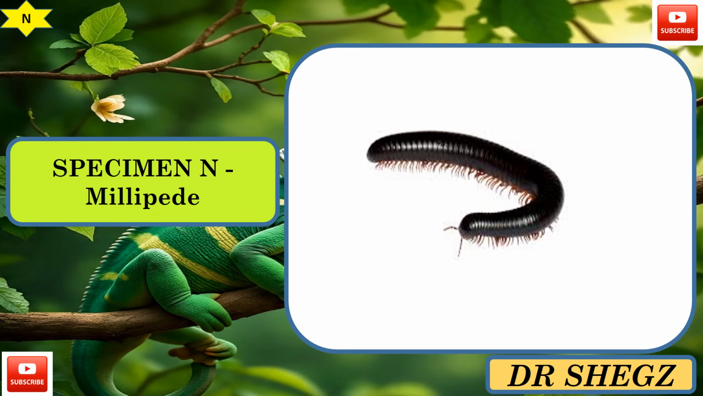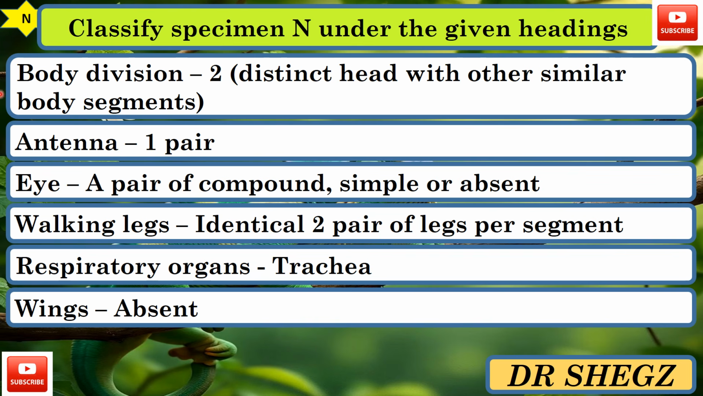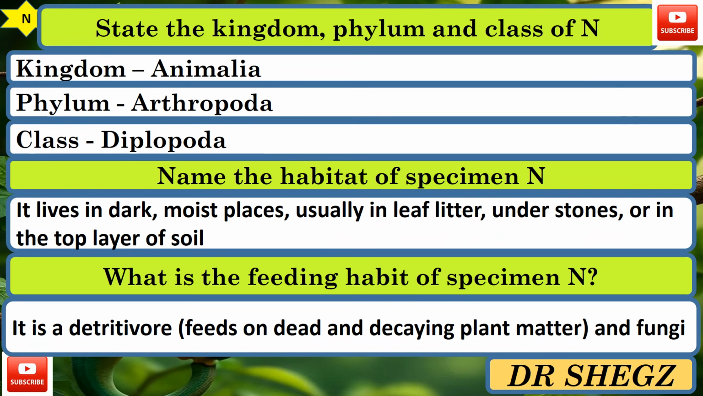N is millipede. Classify N under the given heads. The body division, it has two: you have the head and the other similar body segment. A pair of antennae. Walking legs, you have different segments with two pairs of legs each. Then it doesn't have wings. Then of course the trachea is its respiratory organ. Kingdom Animalia, phylum Arthropoda, class Diplopoda.